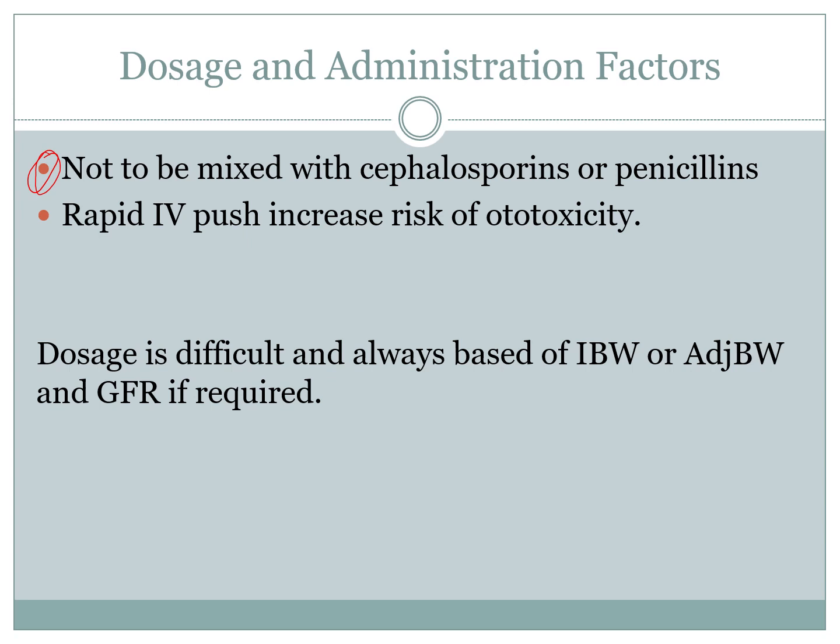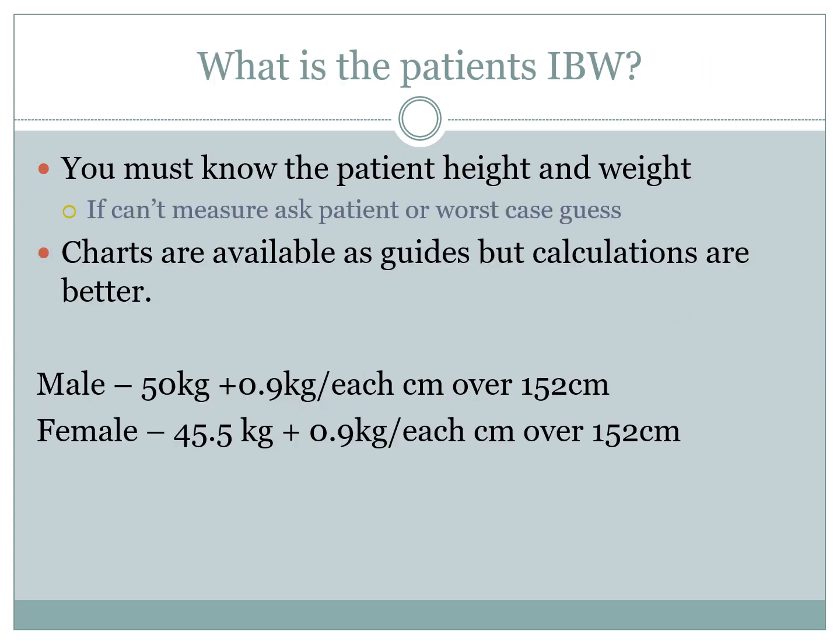Now, if you push it rapidly, you have an increased risk of ototoxicity, especially when you couple that with the volume depletion that we already spoke about. Now, dosage is not simple. It's IV, it's difficult to calculate, and it is always based on something known as ideal body weight or an adjusted body weight. And if you're working with a certain demographic, then you also have to factor in the glomerulus filtration rate as well. So let's spend a little bit of time talking about this ideal body weight.